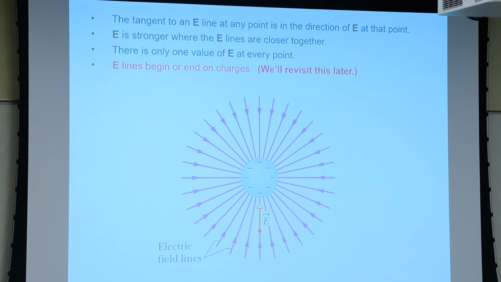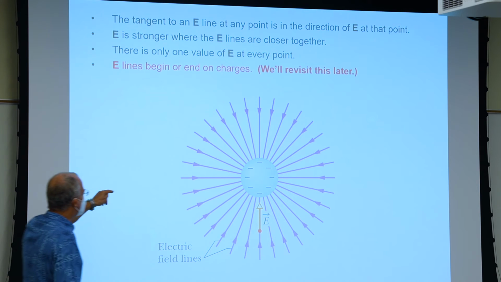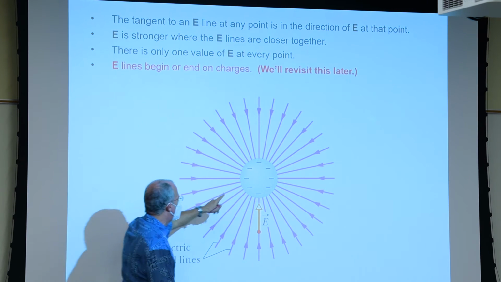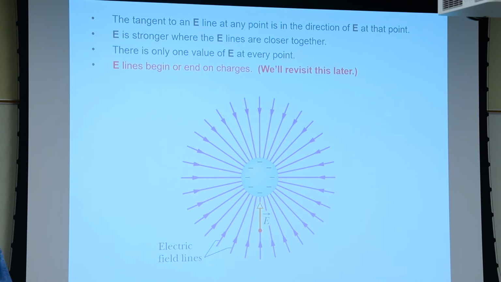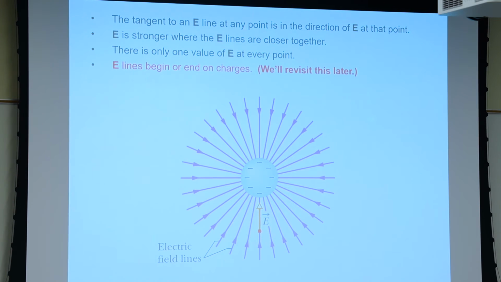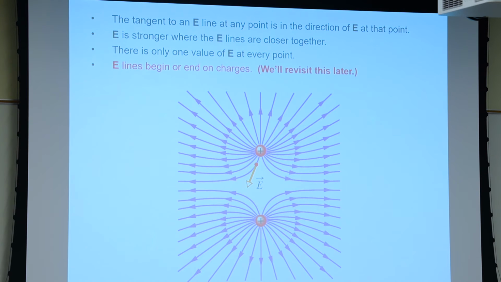Now, that's not the total truth, all right? So we're going to revisit this later on. But as far as we know now, look at here, the E field line ends on a point. If it were positive, it would begin on a point. So for now, all we're saying is that E field lines begin or end on charges. But don't forget that there's more to it, and we're going to revisit it, maybe halfway or two-thirds of the way through the semester. So just remember that.